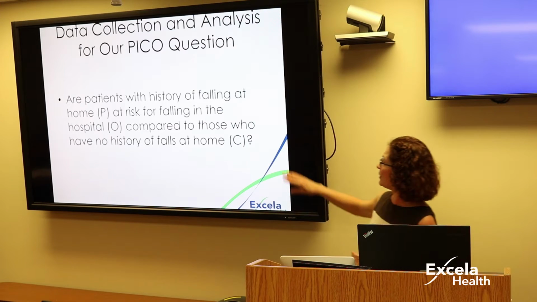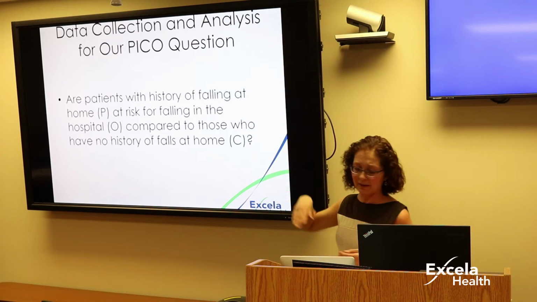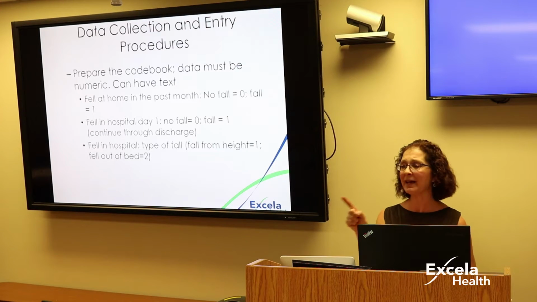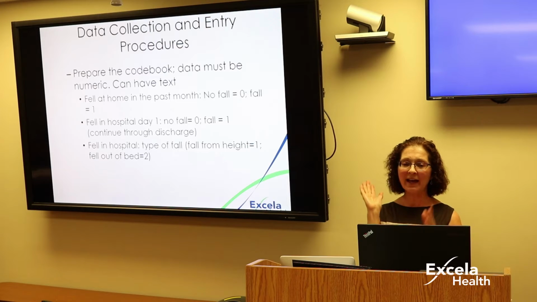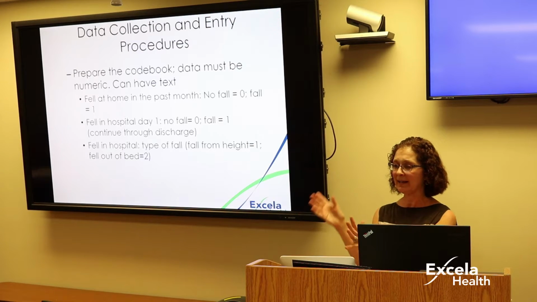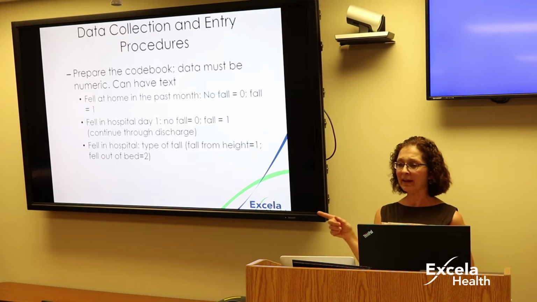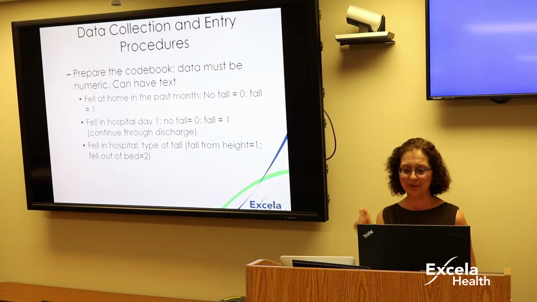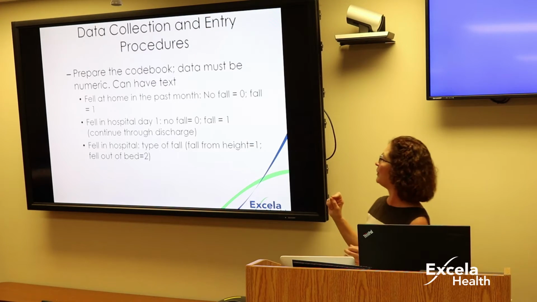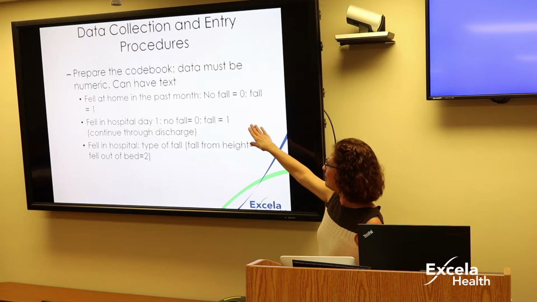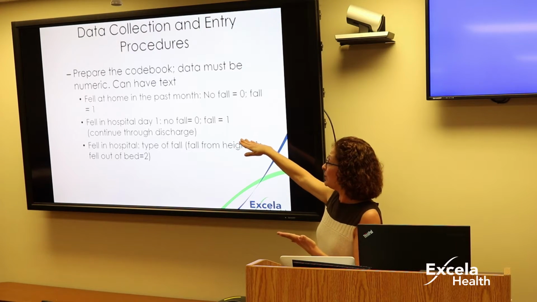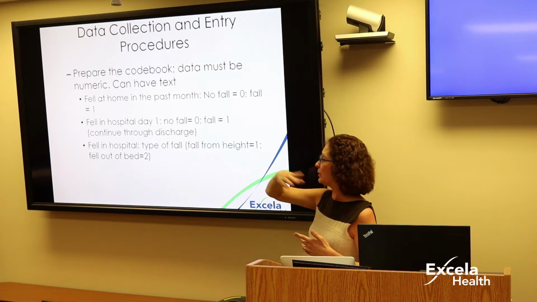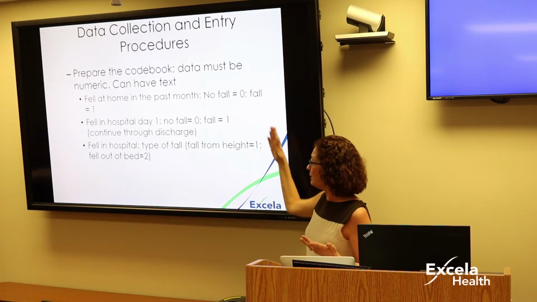All right, so going back to these poor people that keep falling at home in the past 30 days and falling in the hospital, we have that code book, and then we have to have numeric data. So Excel does not like yes or no. It likes 1 or 0 or 2 or something like that. So we always have to have the number, and then you're going to decide what you want it to be. Do you want no fall to be a 0 or fall to be a 1, or no fall to be a 1 and fall to be a 2?